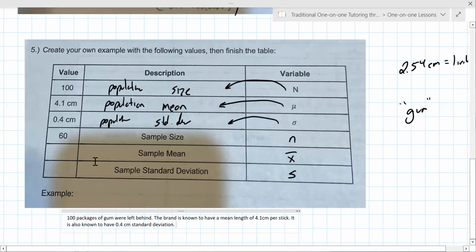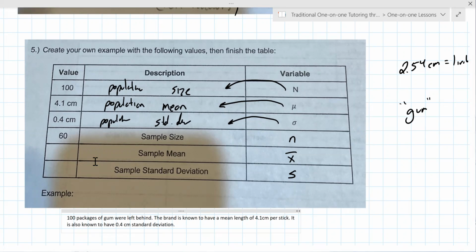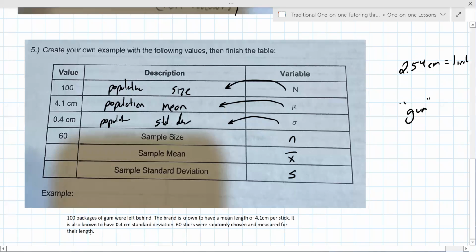Okay. So now next is to talk about the sample, but you don't want to say the sample. When you write, you always try to find better words than the most obvious one. So you might say 60 sticks were randomly chosen and measured for their length. It doesn't need to be complicated. Now we didn't come up with that value, but we need to give it one, and it could be anything. It could be like 4.15 or 4.2. It really doesn't matter.